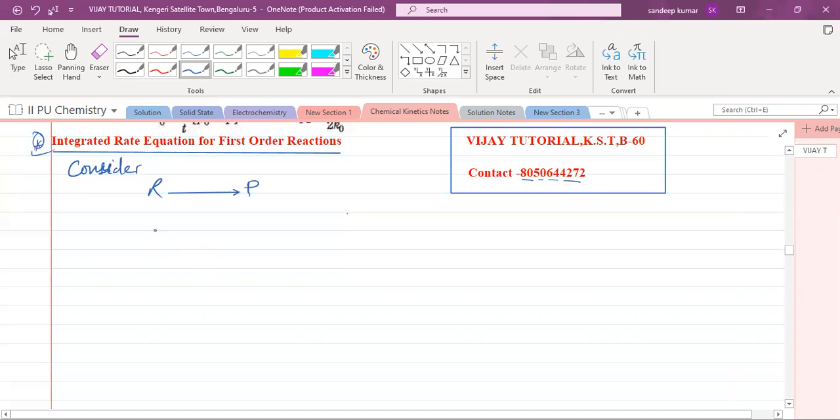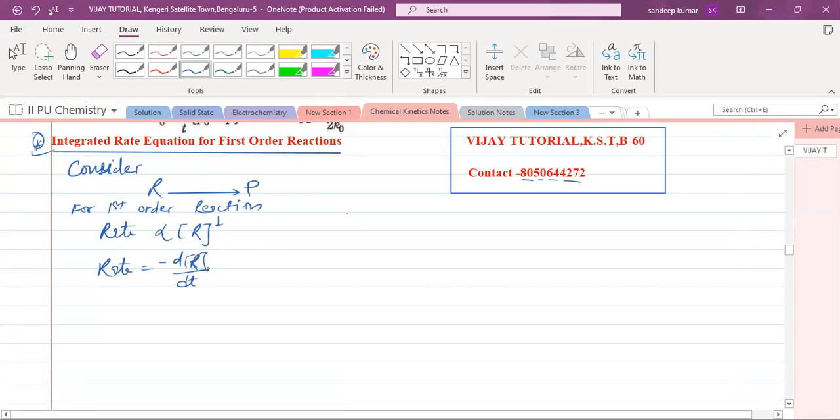When we talk about first order reactions, for a first order reaction, rate is directly proportional to the concentration of reactant to the power 1. What is the rate? Rate of reaction is directly proportional to the concentration of reactant to the power 1. We also know that, by definition, rate is nothing but change in concentration by change in time, so minus decrease in concentration of reactant by change in time.